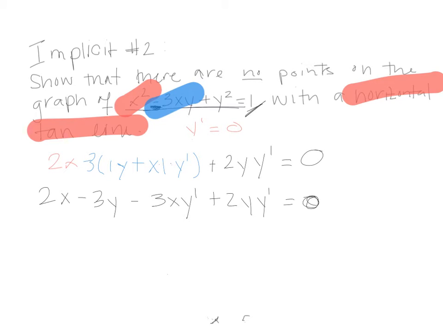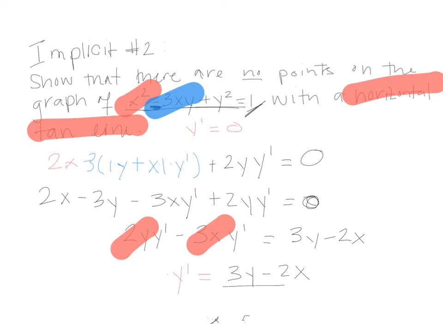I'm going to move everything that's not y prime over and factor out the y prime. I'm going to write it as 2y y prime because I like to put my positives in front. It makes it easier when I factor, just for my brain. So y prime times (2y minus 3x) equals 3y minus 2x. Dividing, y prime equals (3y minus 2x) over (2y minus 3x).